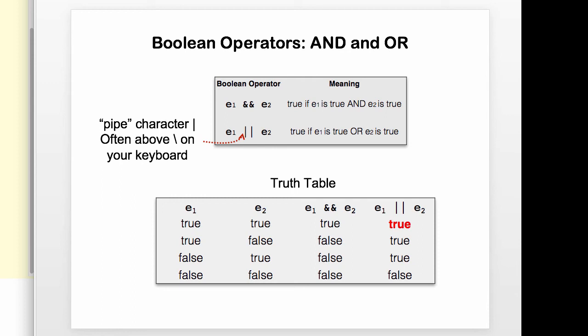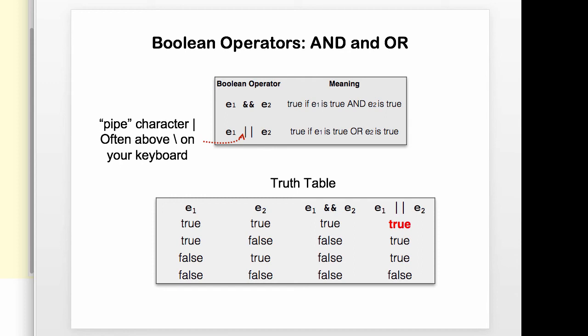And we can represent AND of two Boolean expressions using a double ampersand. Essentially, expression 1 double ampersand expression 2 represents a larger expression that's going to be true precisely when each individual expression is true. So E1 has to be true and E2 has to evaluate to be true.